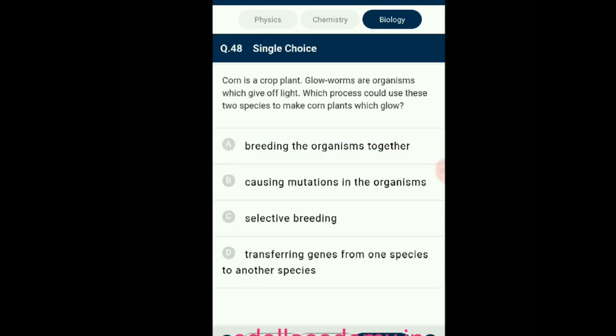Question number 48. Glowworms are organisms which give off light. Which process could use these two species to make corn plants which glow? Corn being a plant, and glowworm being of animal origin, the breeding process is not applicable. The genetic engineering process can be applied, where the desired gene is transferred into the organism via different methods of biotechnology. So the answer for this question is option D. Transferring genes from one species to another species.